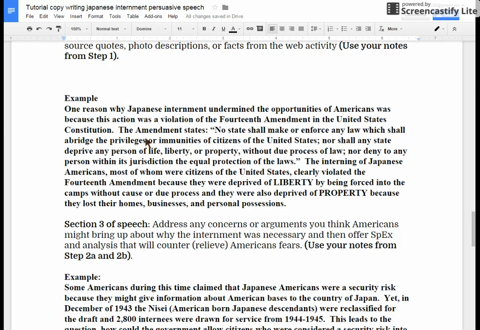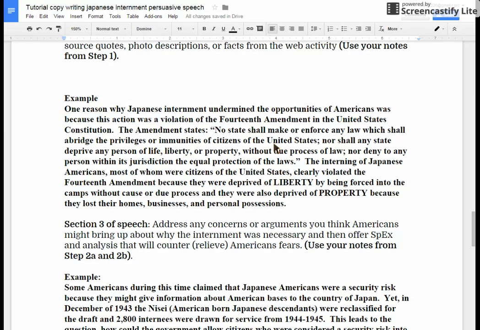So one thing I said, one reason why Japanese internment undermined the opportunities of Americans was because this action was a violation of the 14th Amendment in the United States Constitution. The amendment states, no state shall make or enforce any law which shall abridge the privileges or immunities of citizens of the United States, nor shall any state deprive any person of life, liberty, or property without due process of law, nor deny to any person within its jurisdiction the equal protection of the laws.